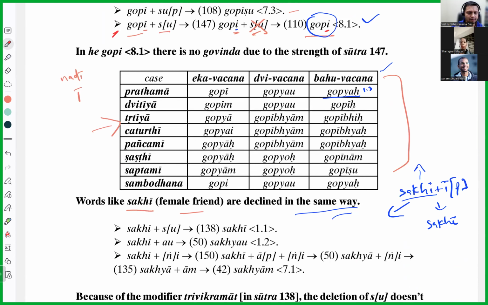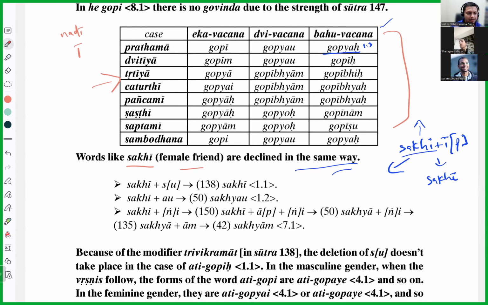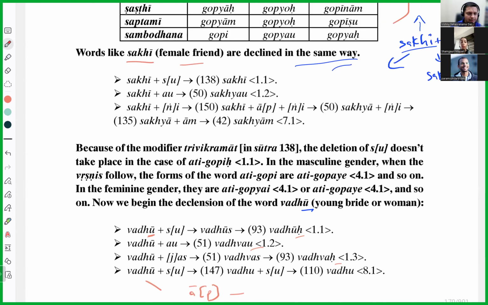So this is the Gopi table. There are many such Gopi Shabdas like Nadi, and many words are there. Nadi, Gopi, what else? They are declined similarly. Words like Sakhi are declined in the same way, Sakhi, Sakhyo, Sakhyaha, ityadi.